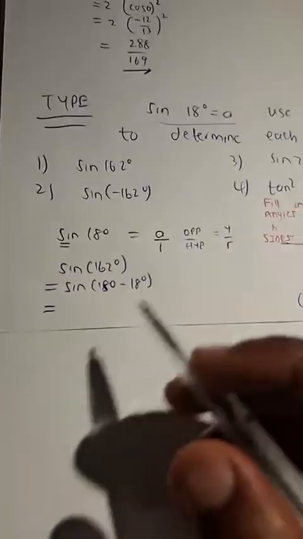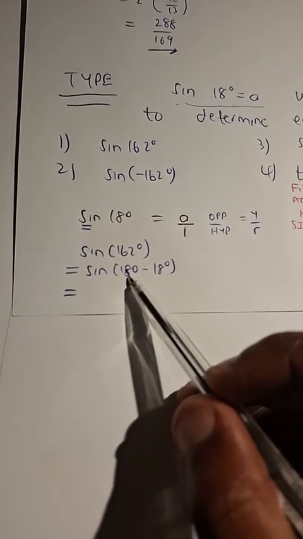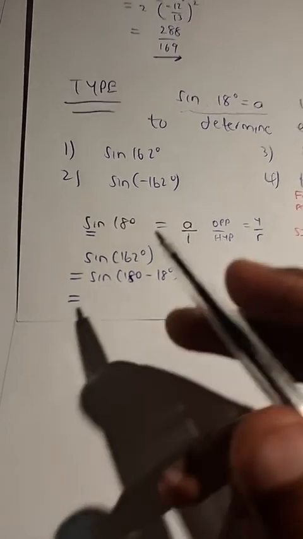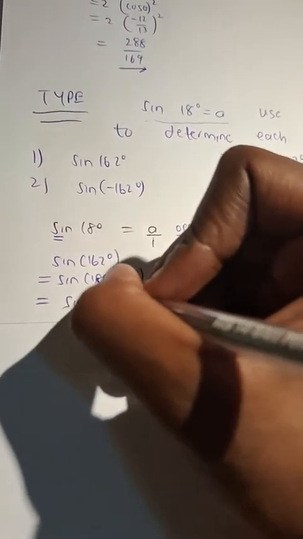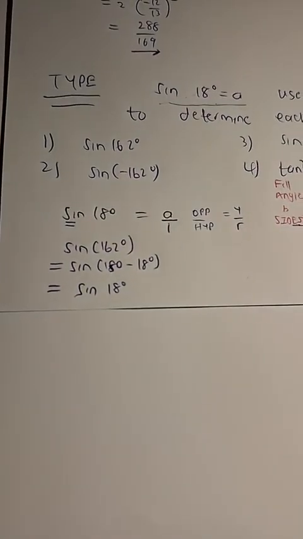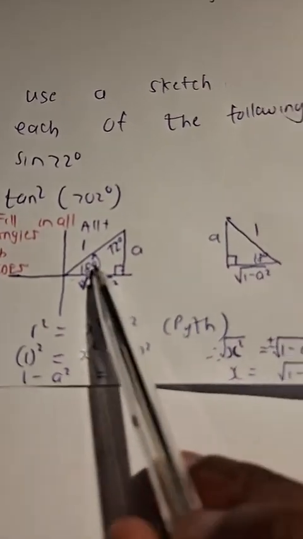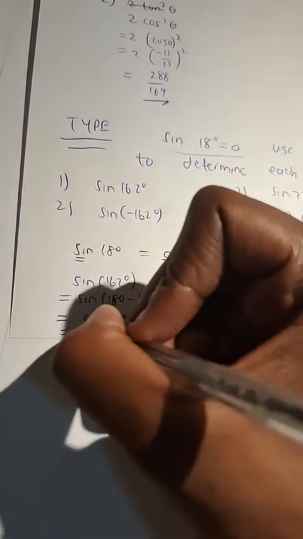Then you evaluate this. You apply the reduction formula. 180 minus is in the second quadrant. How is sine? Sine is positive, guys. So you say sine of 18 degrees. But then remember, what is sine 18 according to the diagram? Opposite over hypotenuse. That's equal to A.